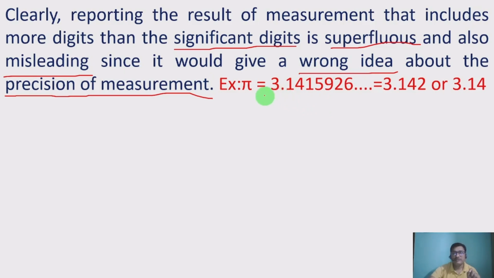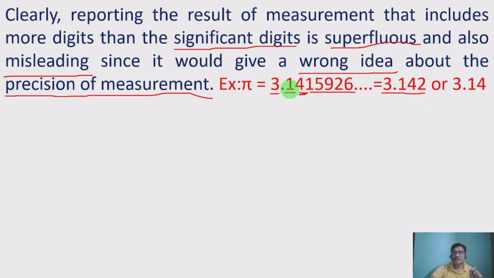This pi value is 3.1415926 and so on, continuing up to infinite digits. The certain digit is this one, reliable, and this is also certain and reliable. We take these two, and the first digit of the uncertain one, as the significant digits or significant figures. The remaining digits we are not going to consider as significant figures.